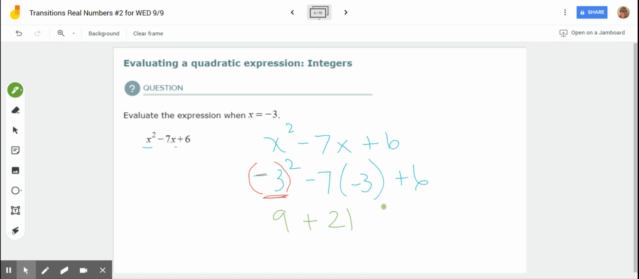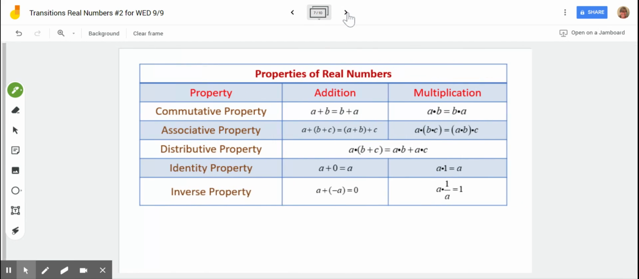Exponents, multiplication, plus 6. See, these addition things, they keep things apart. But now you can go left to right. It's all addition, so it doesn't really matter. You get 30, 36. Boom. 36 is your answer. Moving on.